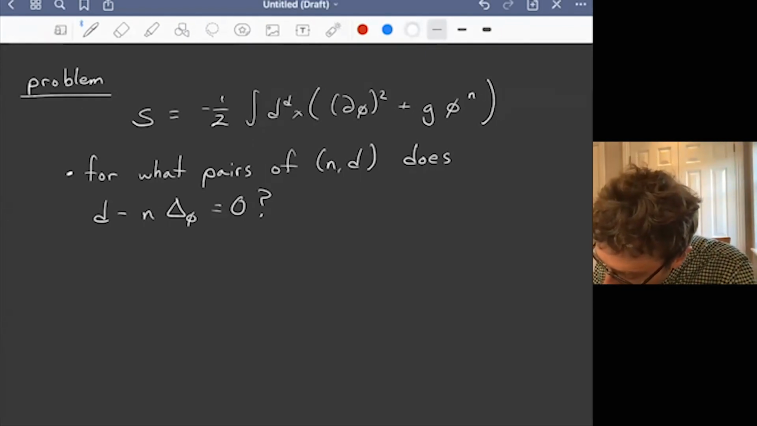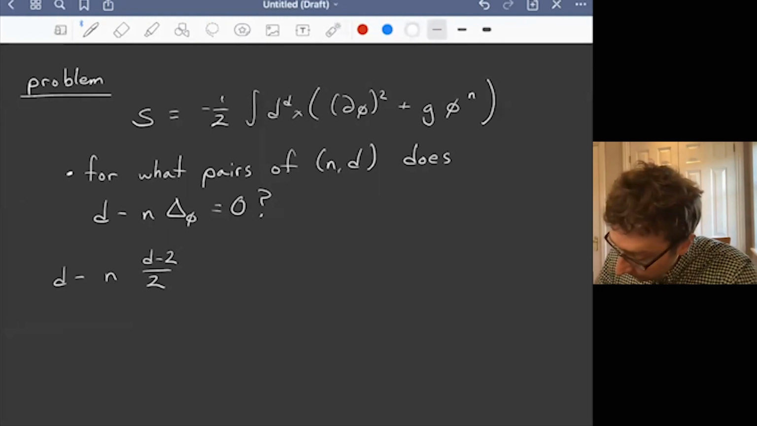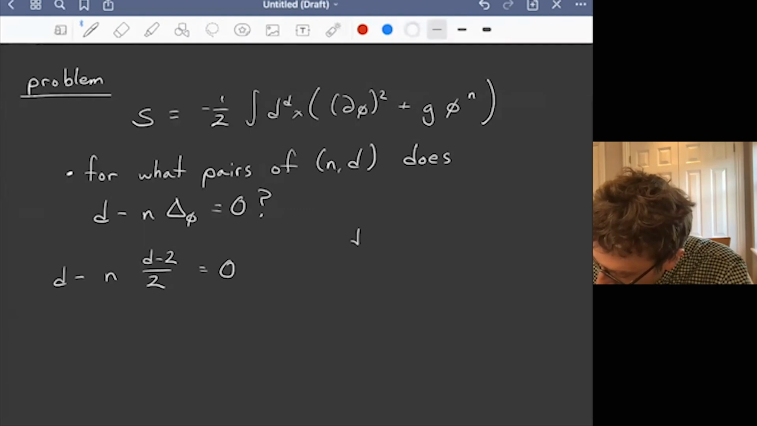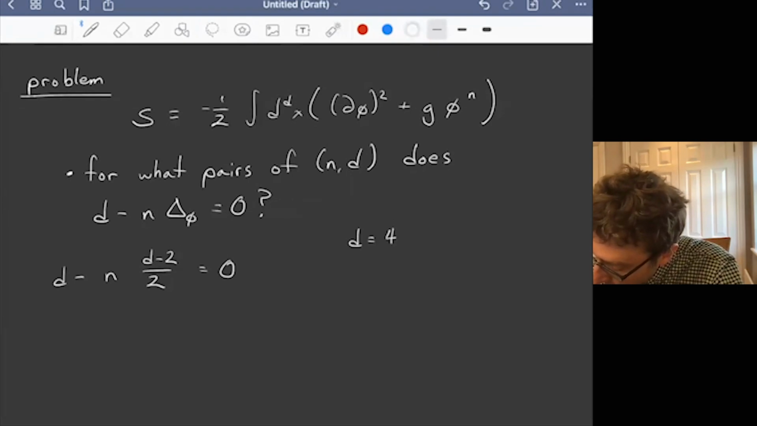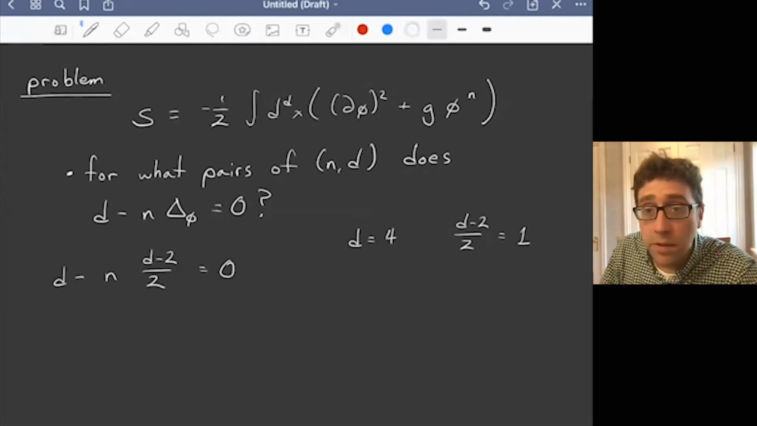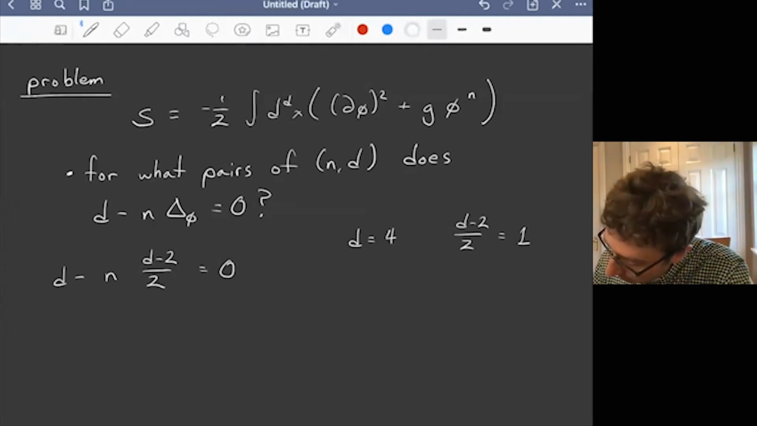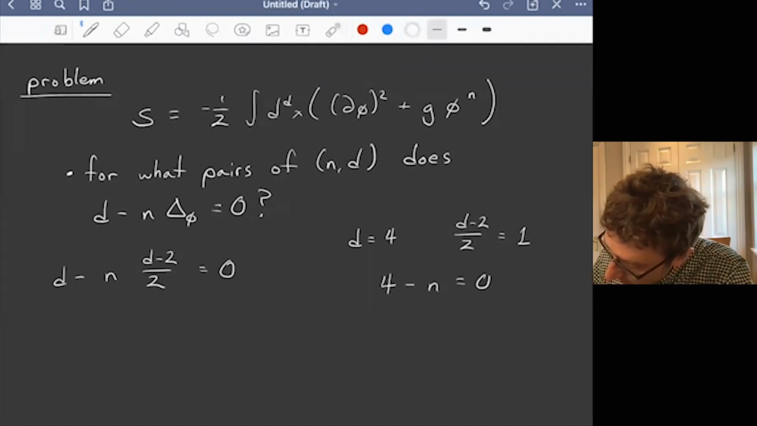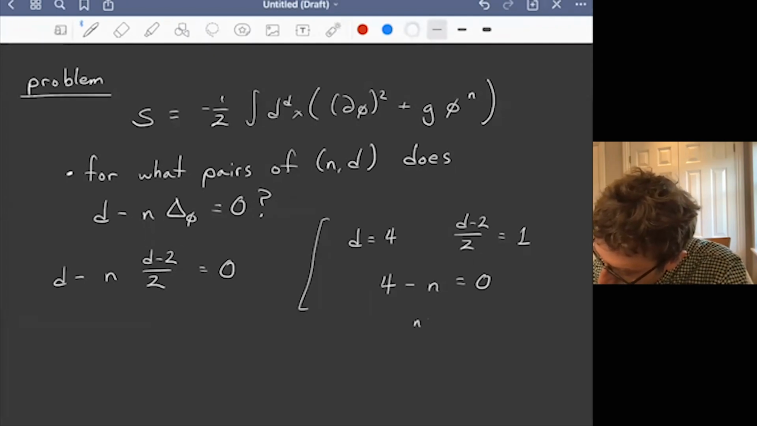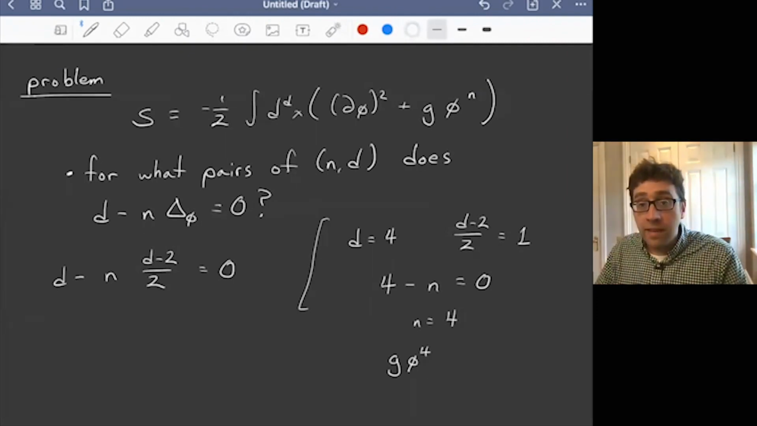So what was the condition? It's d minus n times (d minus 2)/2. I want this to be 0. Now I'll just point out, let's look at the case d equals 4 to start out with. In this case, (d minus 2)/2 is equal to 1. The dimension of a free scalar field in 4 dimensions is 1, a useful number to remember. And so I need to know for what n is 4 minus n equal to 0. And clearly that's when n equals 4. So we see that a g phi to the 4th interaction is classically marginal.